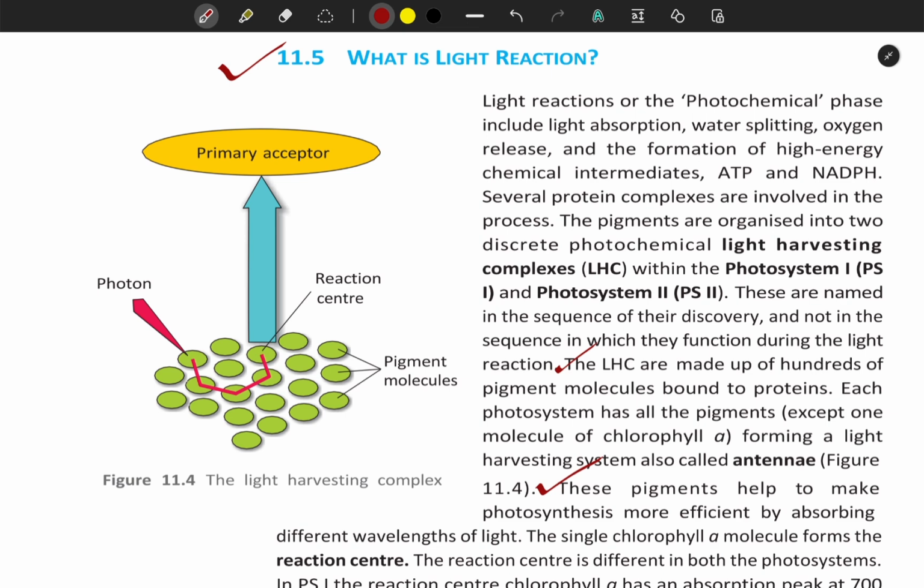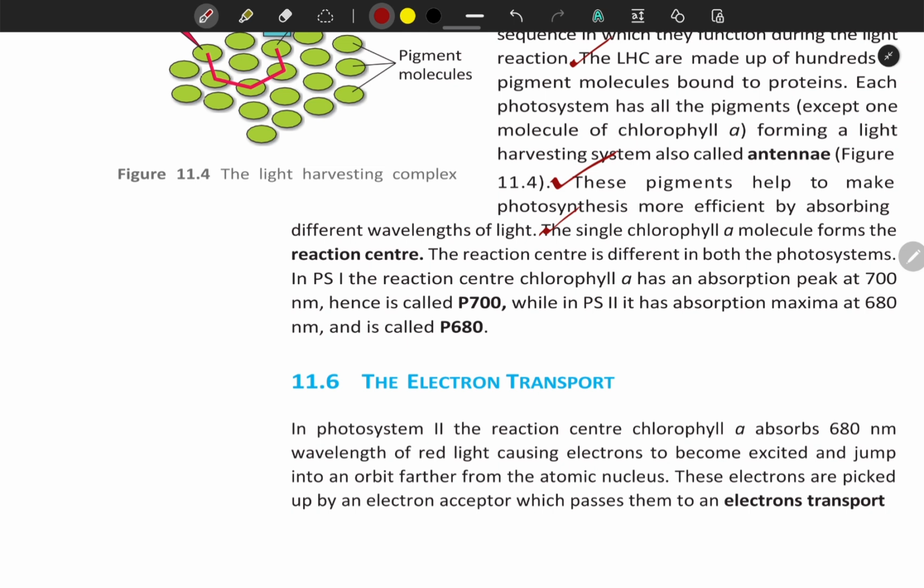Each photosystem has all the pigments except one molecule of chlorophyll a forming a light harvesting system, also called antennae, shown in figure 11.4. These pigments help to make photosynthesis more efficient by absorbing different wavelengths of light. The single chlorophyll a molecule forms the reaction center. The reaction center is different in both the photosystems. In PS I, the reaction center chlorophyll a has an absorption peak at 700 nm, hence is called P700, while in PS II, it has absorption maxima at 680 nm and is called P680.